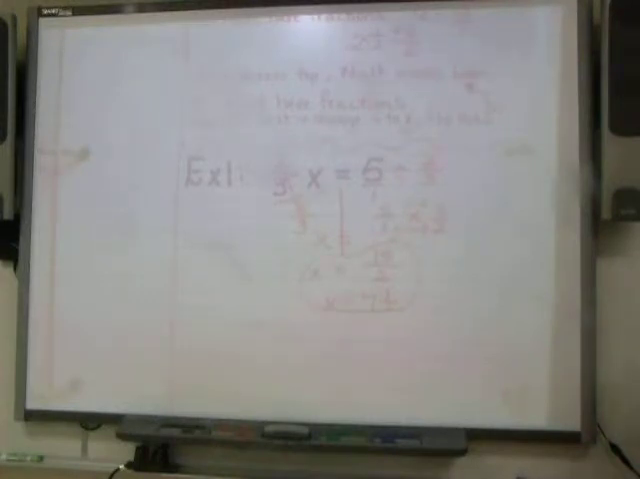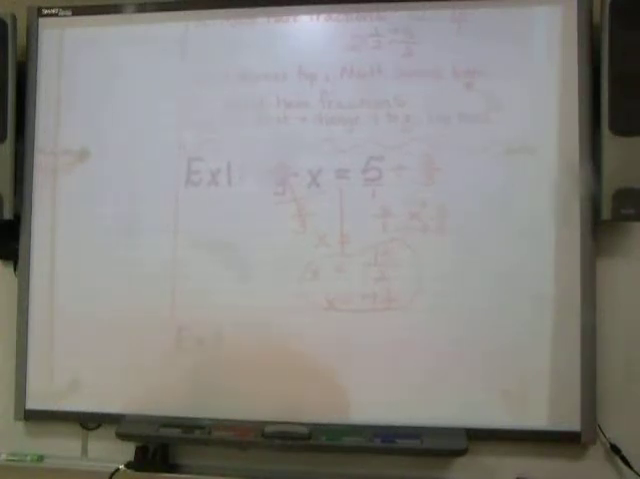This is probably the most involved problem type that you will do, solving one- and two-step equations with fractions, just because it's so much to remember at one time in one problem. You can come try and find it.